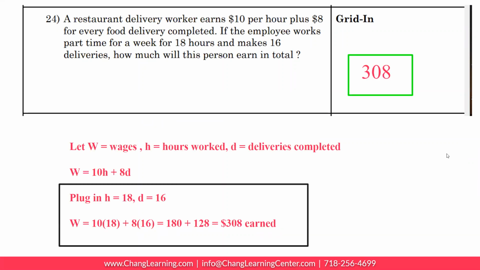Well, here we set up an equation for the two ways that the worker earns money. It's $10 per hour, or 10H, plus $8 for each delivery on the job, 8D. Since this person worked 18 hours total and made a total of 16 deliveries, we have H equals 18 and D equals 16, for a total of $118 for the hours at the restaurant and $128 for the deliveries that were done for the same restaurant, for a grand total of $308 earned by that person as the delivery worker.